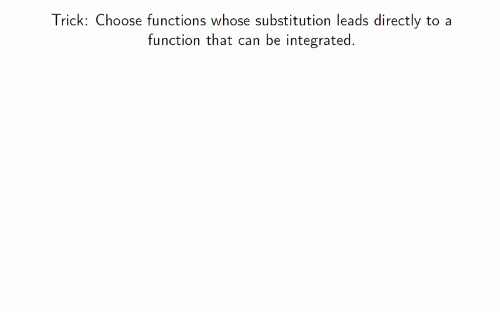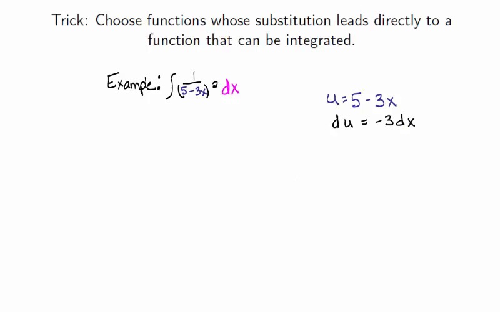Another trick with substituting is to choose functions whose substitution leads directly to a function that can be integrated. For example, we can try to integrate 1 over (5 minus 3x) squared. We can take the substitution u equal to 5 minus 3x. Then the differential du is equal to negative 3 dx. Dividing both sides by negative 3, we see that negative 1/3 du equals dx.